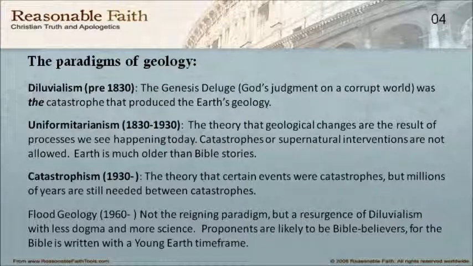This is not now another paradigm to follow these paradigms, but flood geology, which I claim started about 1960 in a big way. Flood geology is not an entirely new paradigm. It's a resurgence of diluvialism, but it has less dogma and a lot more science to go with it. Flood geology is the theory that the geological history of the Earth can be understood in terms of a supernatural creation followed by one huge catastrophic event, the global flood described in Genesis.